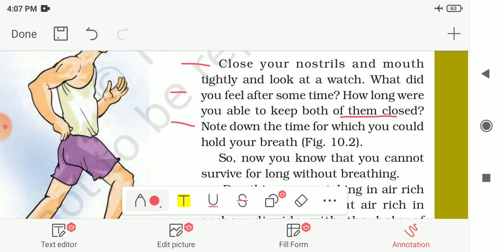Then note down the time for which you were able to hold your breath.